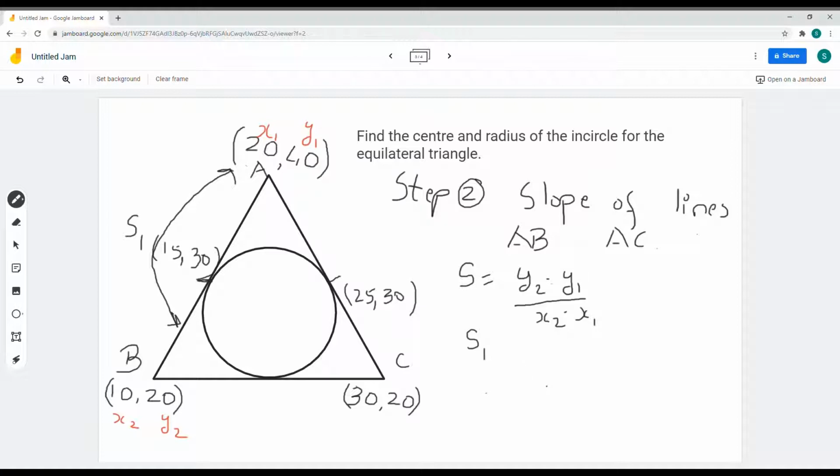So my S1 is nothing but 20 minus 40 divided by 10 minus 20. So this is going to give me a negative 20 divided by negative 10. In other words, my S1 is a positive 2.